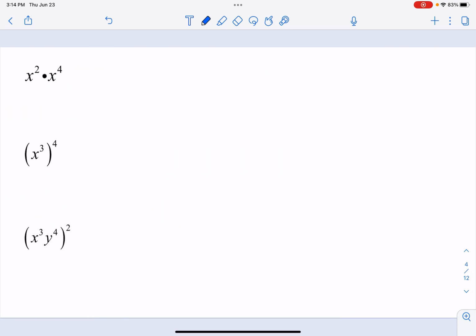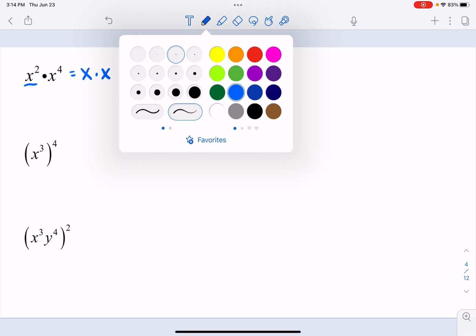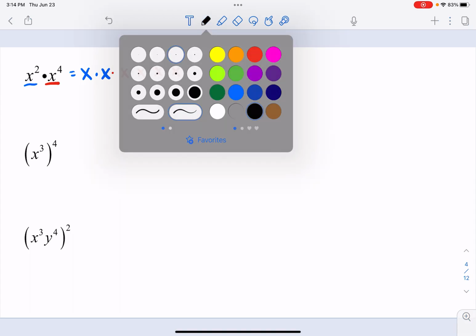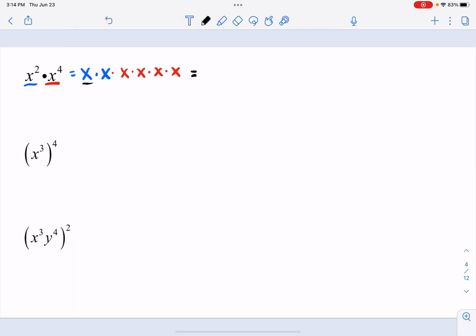Okay, I want to prove to you guys some different properties we have here, and I want to kind of discover these with you. If we were in class and I was teaching this in person, we would discover these together. But this is a video. So x squared, well, that's x times x. X to the fourth is x times x times x times x. So I have 1, 2, 3, 4, 5, 6 x's. So that's really x to the 6th. 2 plus 4 is 6.